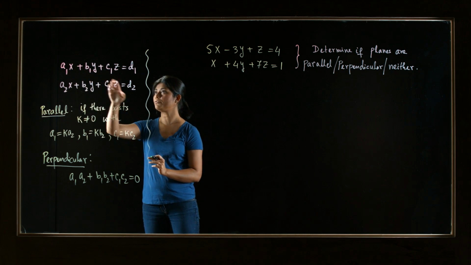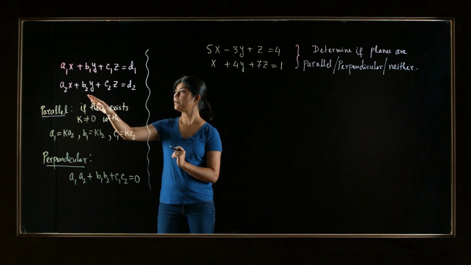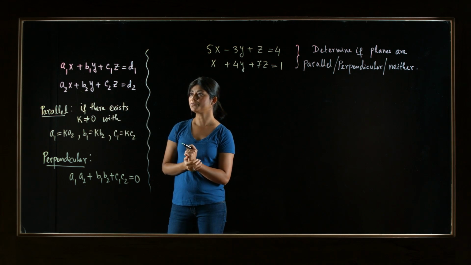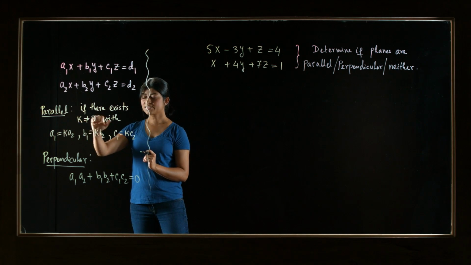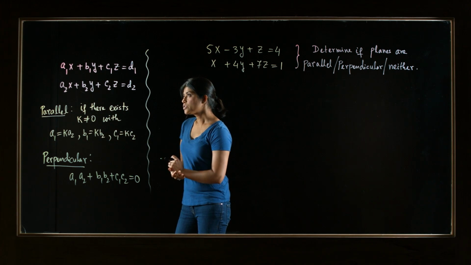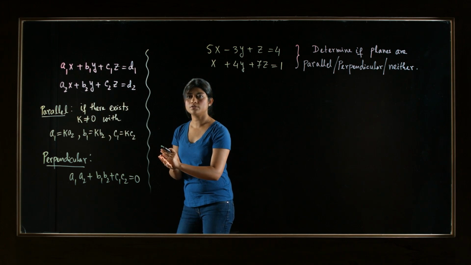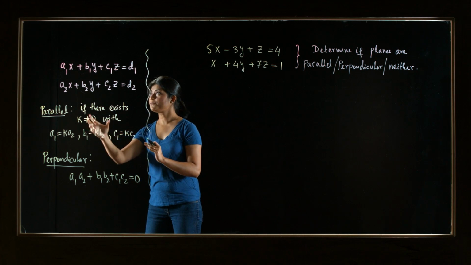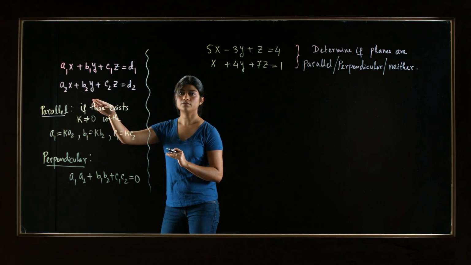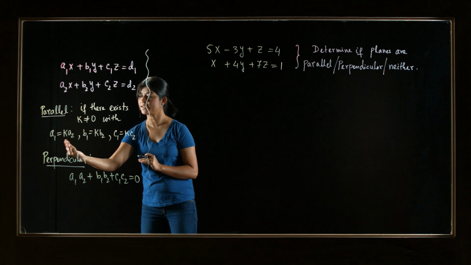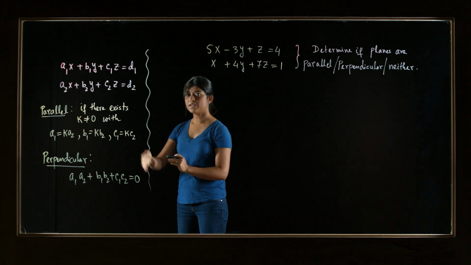So in general, say we have two equations of planes given this way: a1x plus b1y plus c1z is d1, and a2x plus b2y plus c2z is equal to d2. Then they'll be parallel if there exists some non-zero constant k so that a1 and a2, b1 and b2, and c1 and c2 are all proportional. So almost as if the expression for one plane is the same multiple of the other one. So a1 is k times a2, and b1 will be again the same k times b2, and the same for c. Okay, so that's when they are parallel.